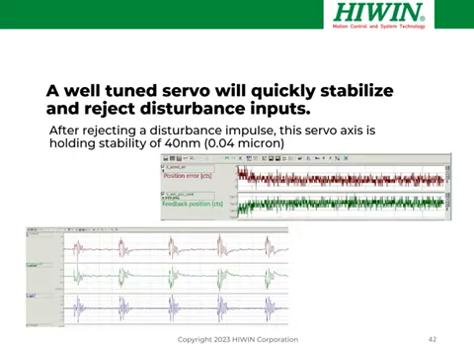And also, if your servo is well tuned, it's going to quickly stabilize and it's going to reject those disturbance inputs. So here's just an example of a real system, and you can see some disturbance impulse in the left-hand graph, but you can see it rapidly stabilizes, and ultimately in this particular case, it's holding stability of 40 nanometers or 0.04 microns. So with a well-designed system and a properly specified servo with optimized tuning, you can get outstanding performance. And this is what's really important in modern motion system design.